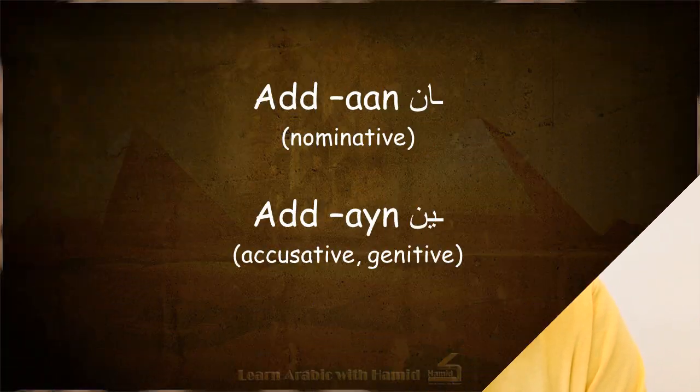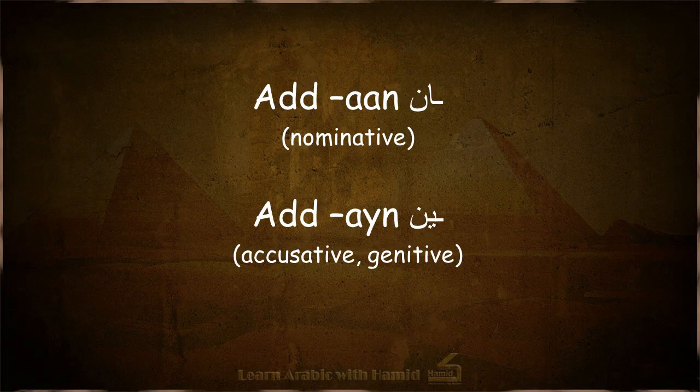Let's talk about the dual for the female. It's exactly the same thing. You add the an or the alif noon in the nominative case, and you add the ya noon, ain, in the accusative or genitive case. Very simple, exactly like the male form. Let's have a small example.